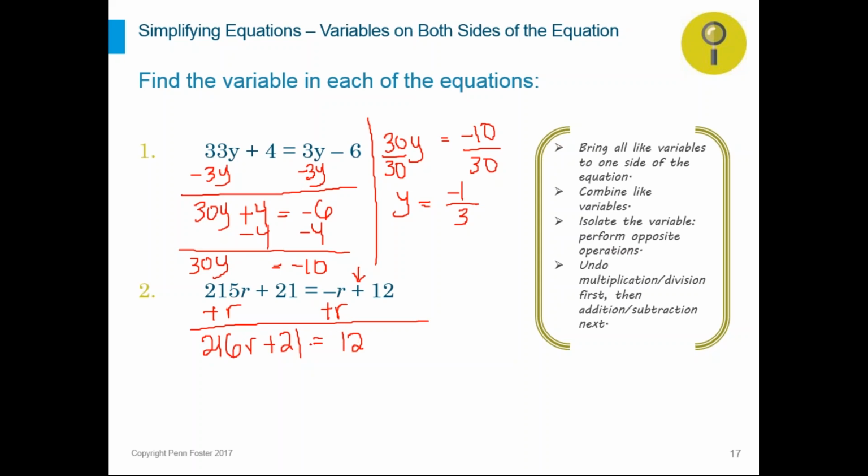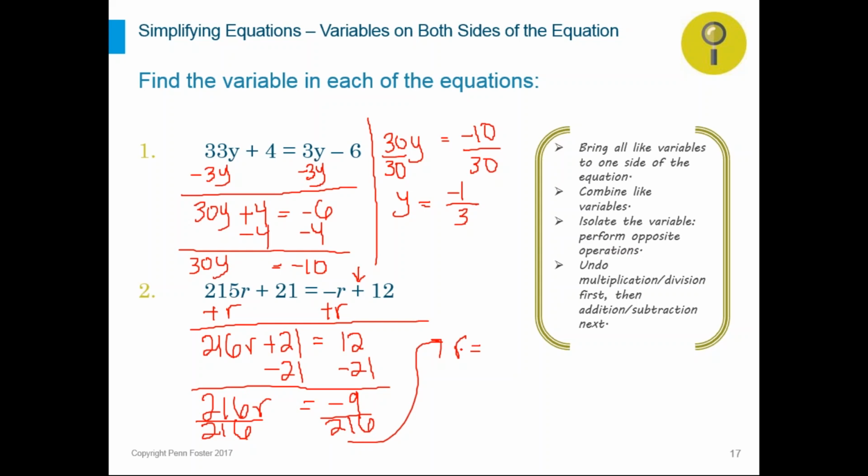So what I have here is actually an equation with two mixed operations. I have multiplication and addition. So get rid of addition first, minus 21 and minus 21. So I have 216r, that's gone, equals 12 minus 21 is a negative 9. I'm not done yet. I have a number times my variable, then reverse, divide over that number and divide. Okay, that's a 1. So far we have r equals negative 9 over 216.